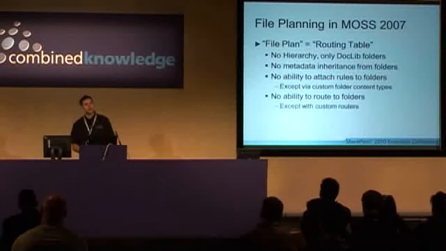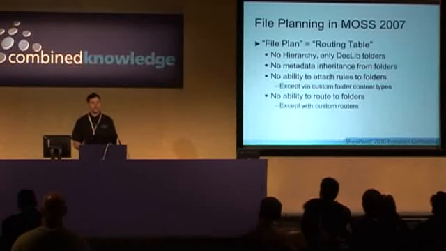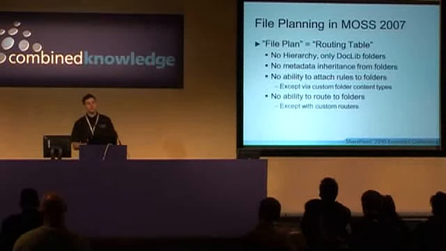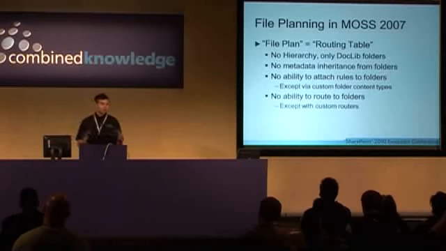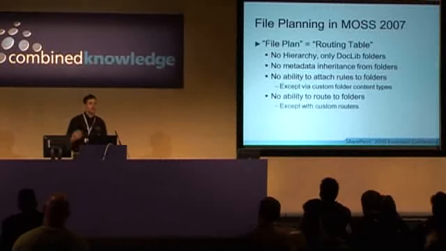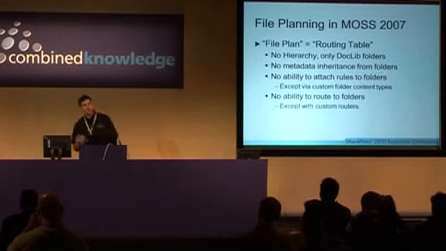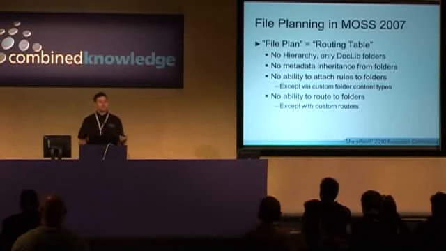So when we're looking at the file plan in 2007, we're looking at a routing table. No hierarchy, so we're only looking at document library folders where we're going to place these. The metadata inheritance from the folders. There were a lot of guys probably in this room that ended up doing custom solutions to fit some of these elements that their business users were asking for. So for instance, one of those is a custom folder type. You create a custom folder type, with either an associated workflow or an event handler against that. No ability to route to folders, so you could route to a top-level folder, but you couldn't go any further than that.